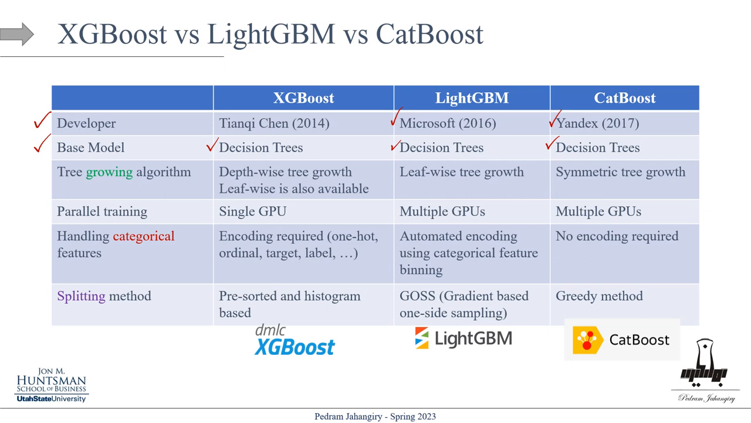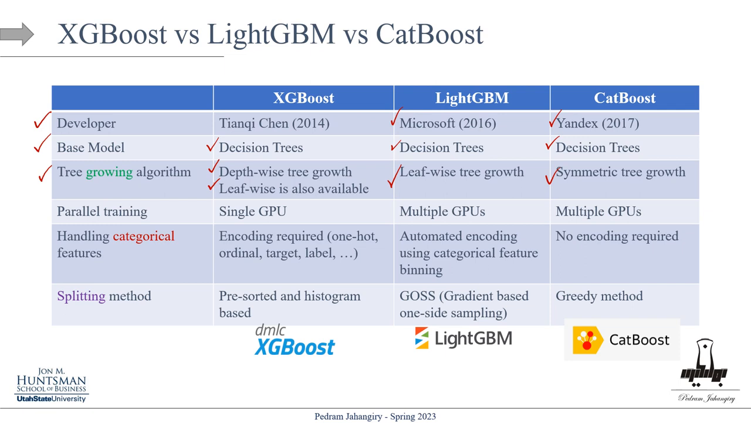The growing algorithm, remember the four questions? What feature to start with, where to put the split, what is the splitting process, what is the tree growing process, and how to ensemble them. So this is what makes these three models different. In terms of ensembling, they're all using boosting, right? But in terms of answering the first three questions, they're different. So for example, here is the tree growing algorithm. In XGBoost, it is depth-wise, but I've seen that leaf-wise is also available. When it was originally proposed, I think only depth-wise was available, but leaf-wise was added. So this is what I mean, right? All these algorithms are going to improve over time. LightGBM is doing leaf-wise tree growth, and CatBoost is doing symmetric tree growth, right?